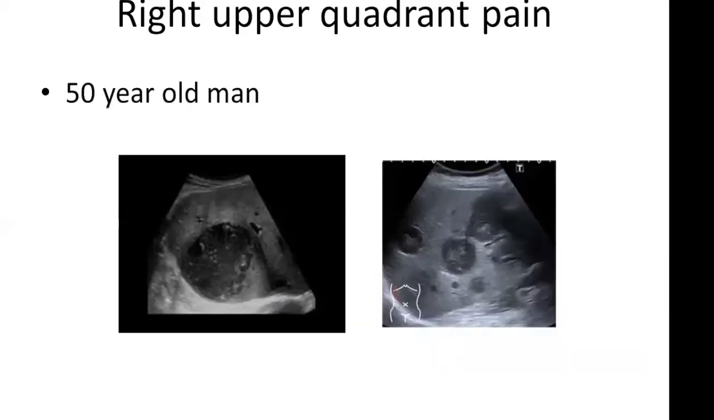So let's have a look at a 50-year-old man with right upper quadrant pain. Well, the gallbladder was normal, and there was this echo-poor area. He had a temperature. This is a liver abscess. This is infection. It can be bacterial, mycobacterial, viral, or fungal. And ultrasound will be used to guide a needle in, aspirate, insert a wire, and then a drain. I've done quite a few of these, and patients tend to get better.